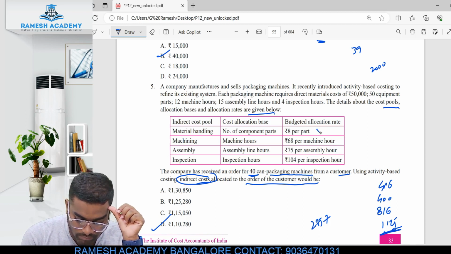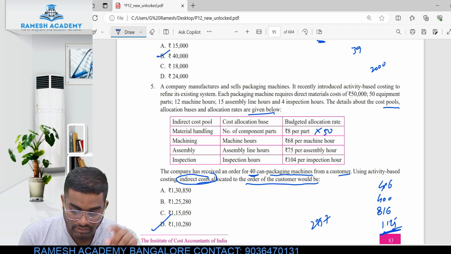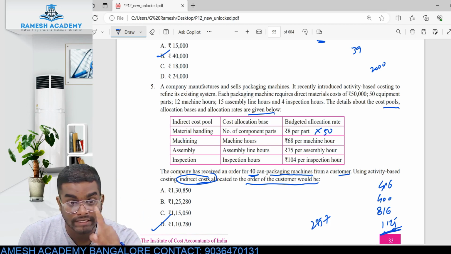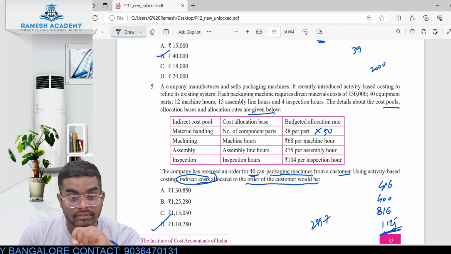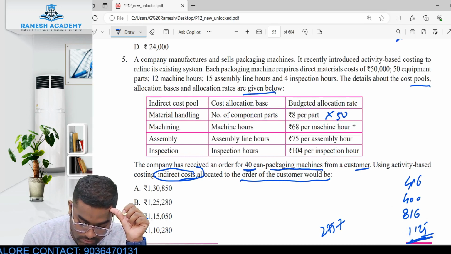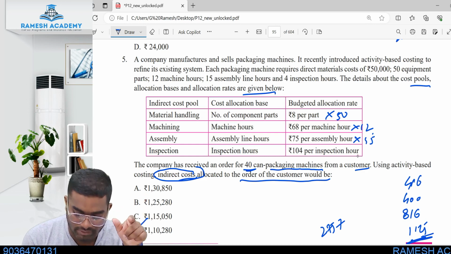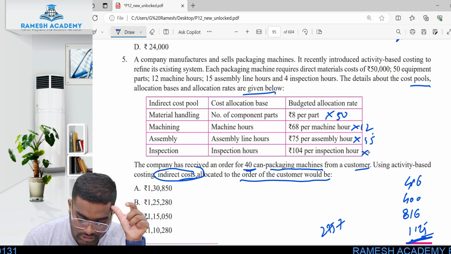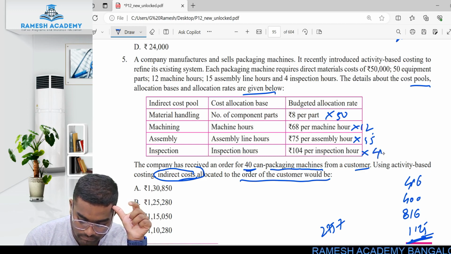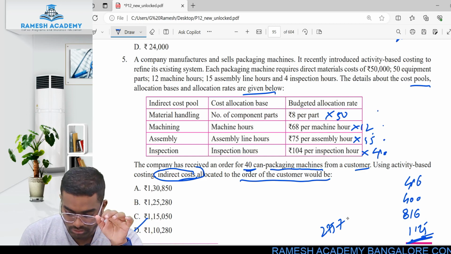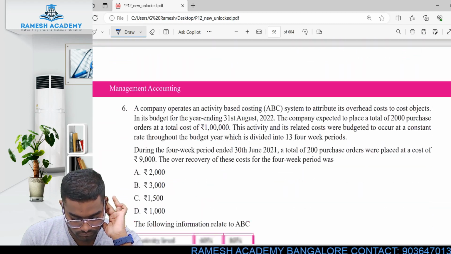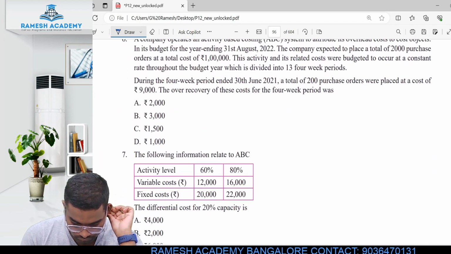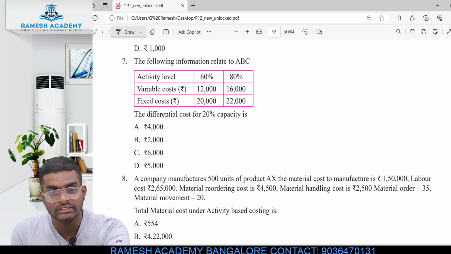So multiplied by 50 because the cost driver for material handling is 8 rupees and the allocation basis is equipment parts. Next, the machining, the allocation basis is machine hours, and they have given 12 machine hours. Just multiplied by 12. Here it would be 15 because for assembly it is 9 per hour, and then for inspection it is per inspection hour. So it is 4 here. If you multiply all this, you will get 2757 and multiply it by 40 because we have to calculate it for 40. Understood? Next, illustration number 7.